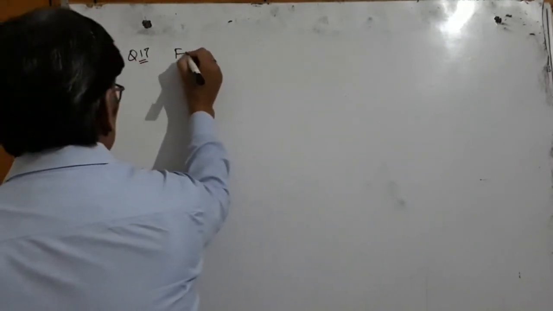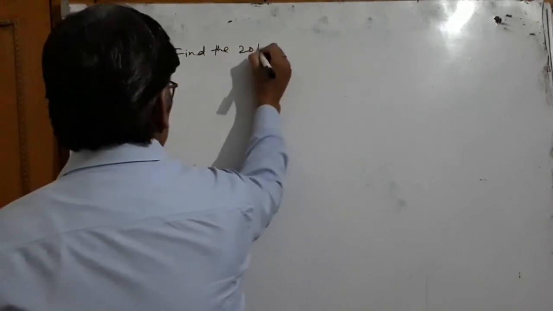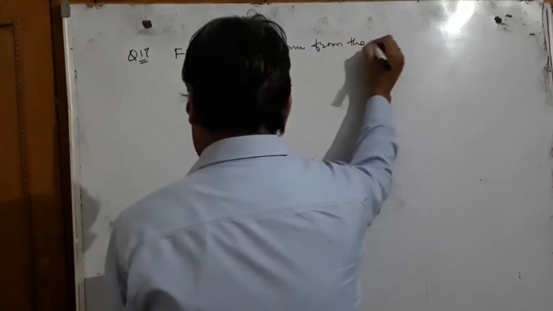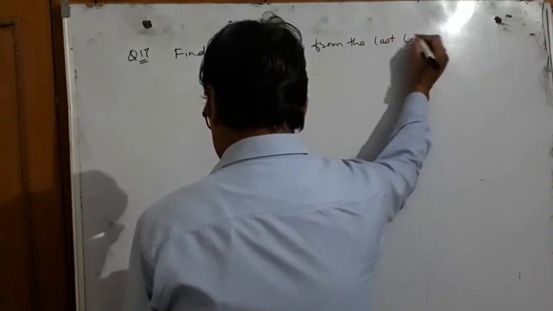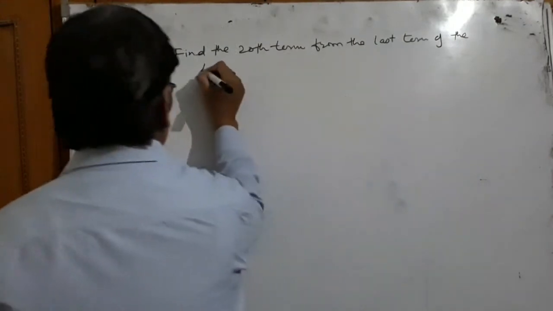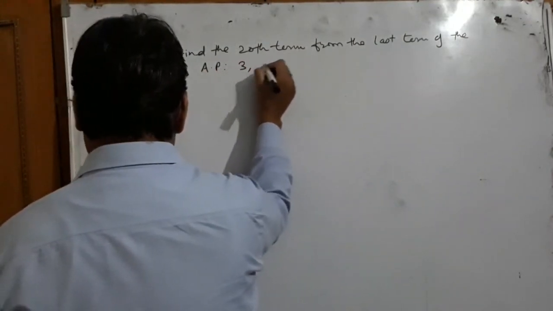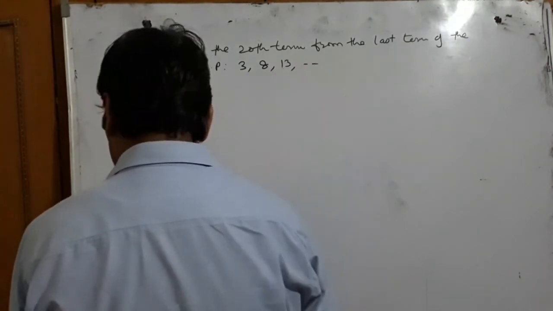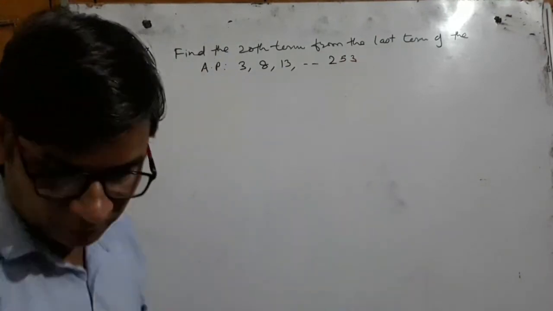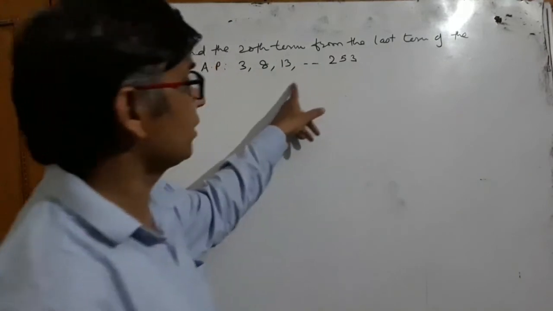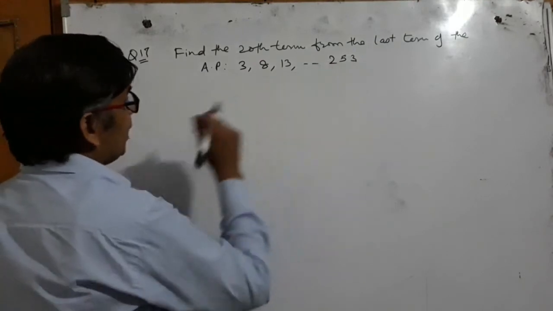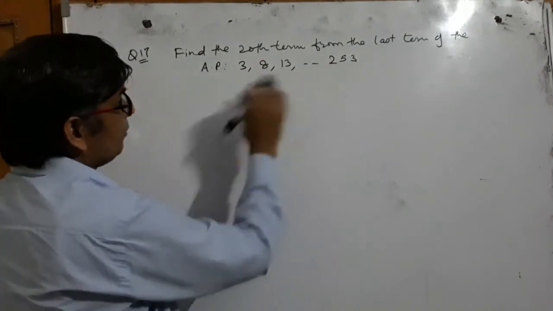Question 17. Find the 20th term from the last term of the AP 3, 8, 13 and 253. लास्ट टर्म से 20th टर्म, we have to find the 20th term from the last term. इस लास्ट टर्म से 20th टर्म हमें फाइंड करना है.